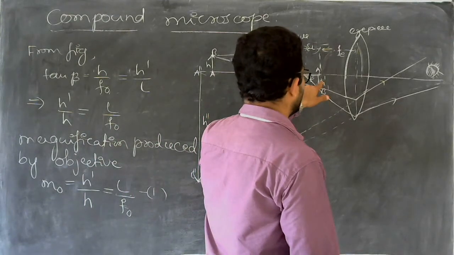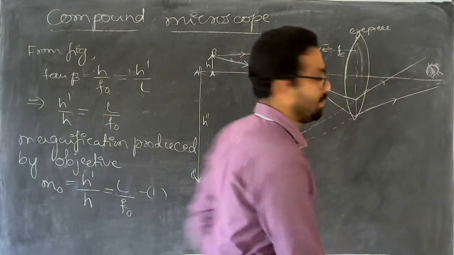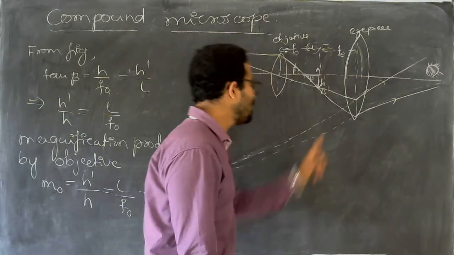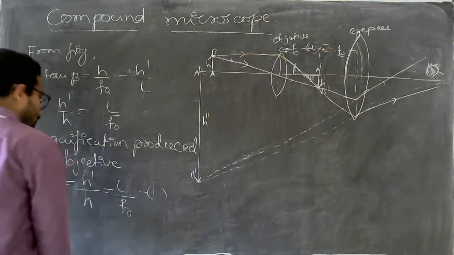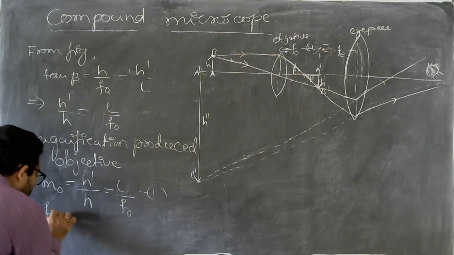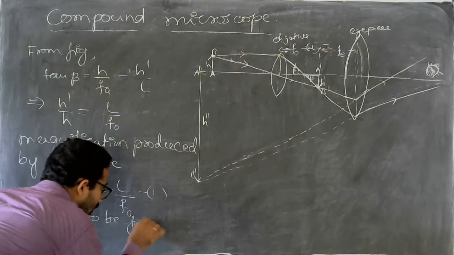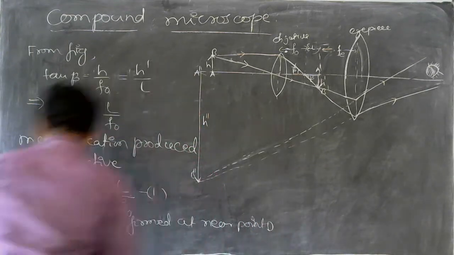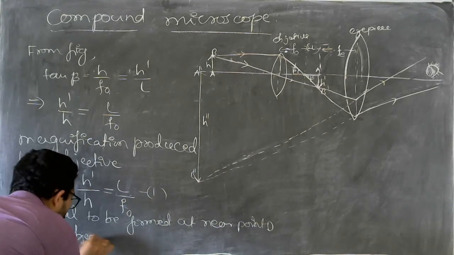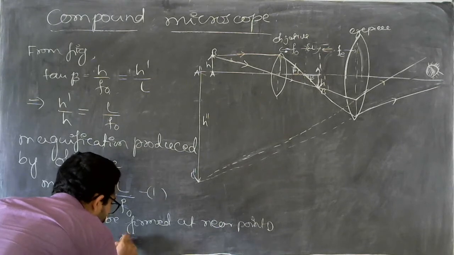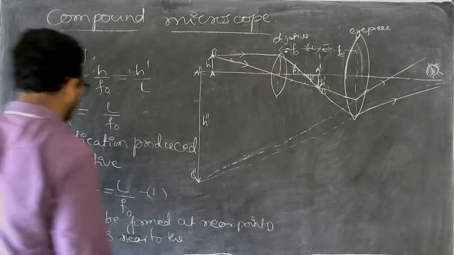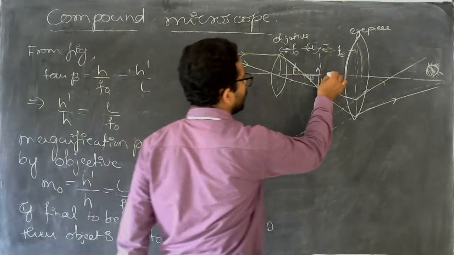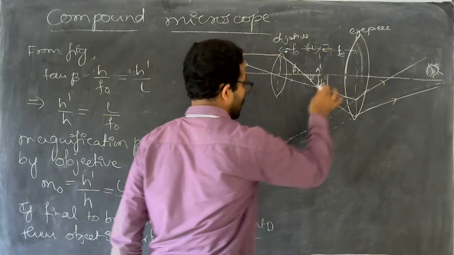Now the image formed over here will act like an object for the eyepiece. So for the first condition, if the final image is to be formed at the near point D, then the object should be near to the focal point. It should fall near to the focal point, that means in between, here.